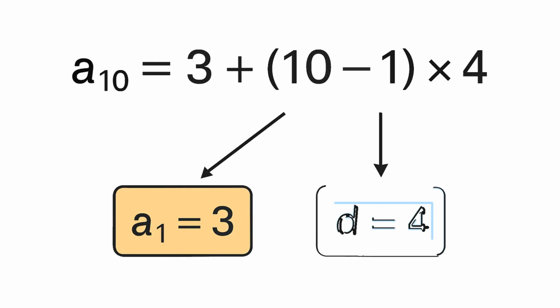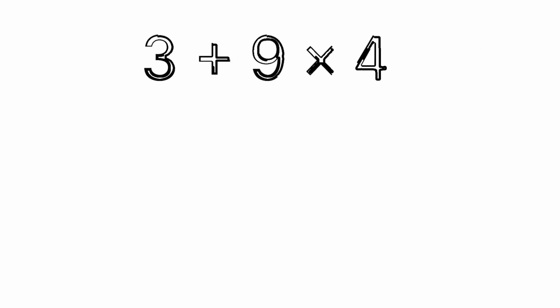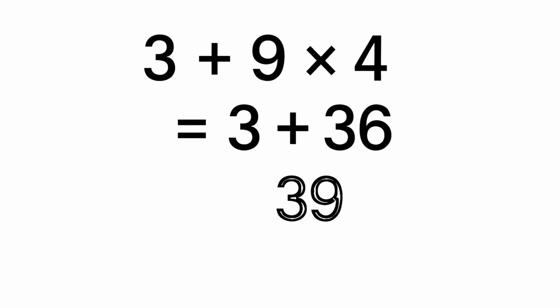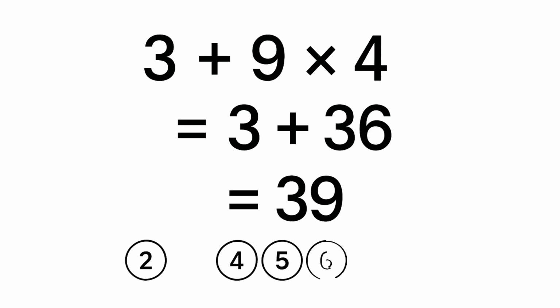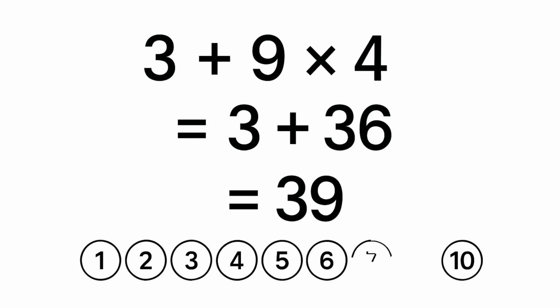a_10 equals 3 plus (10 minus 1) times 4. That's 3 plus 9 times 4. 9 times 4 is 36, so a_10 equals 3 plus 36, which is 39.